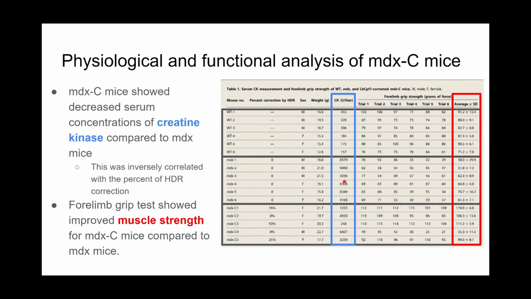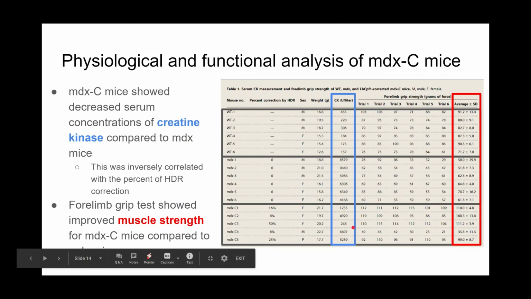Creatine kinase is released into the blood when there is muscle damage. Therefore, elevated CK levels are indicative biomarkers in muscular dystrophy. MDXC mice had decreased serum concentrations of CK compared to MDX mice. This was inversely correlated with the percentage of correction. A 4-limb grip test showed that corrected mice had rescued muscle strength, indicative of functional correction of muscular dystrophy.